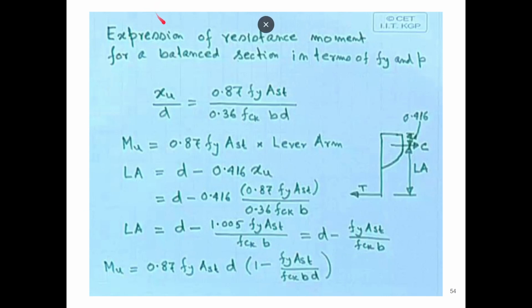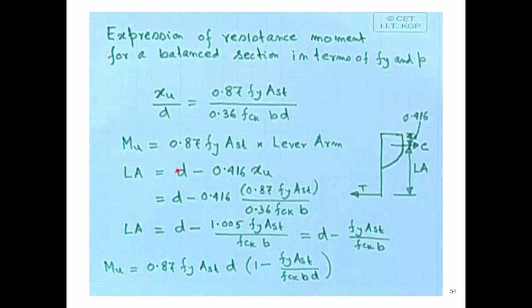Now, the expression of resistance moment for a balanced section in terms of Fy and P. Let us see these values in terms of Fy and P, where P is the tensile reinforcement percentage. XU by D is equal to 0.87 Fy AST by 0.36 FCK BD. This is a very important equation, you should write it down in a notebook. GATE exams and various entrance exams always ask this question, in terms of neutral axis or limiting value.